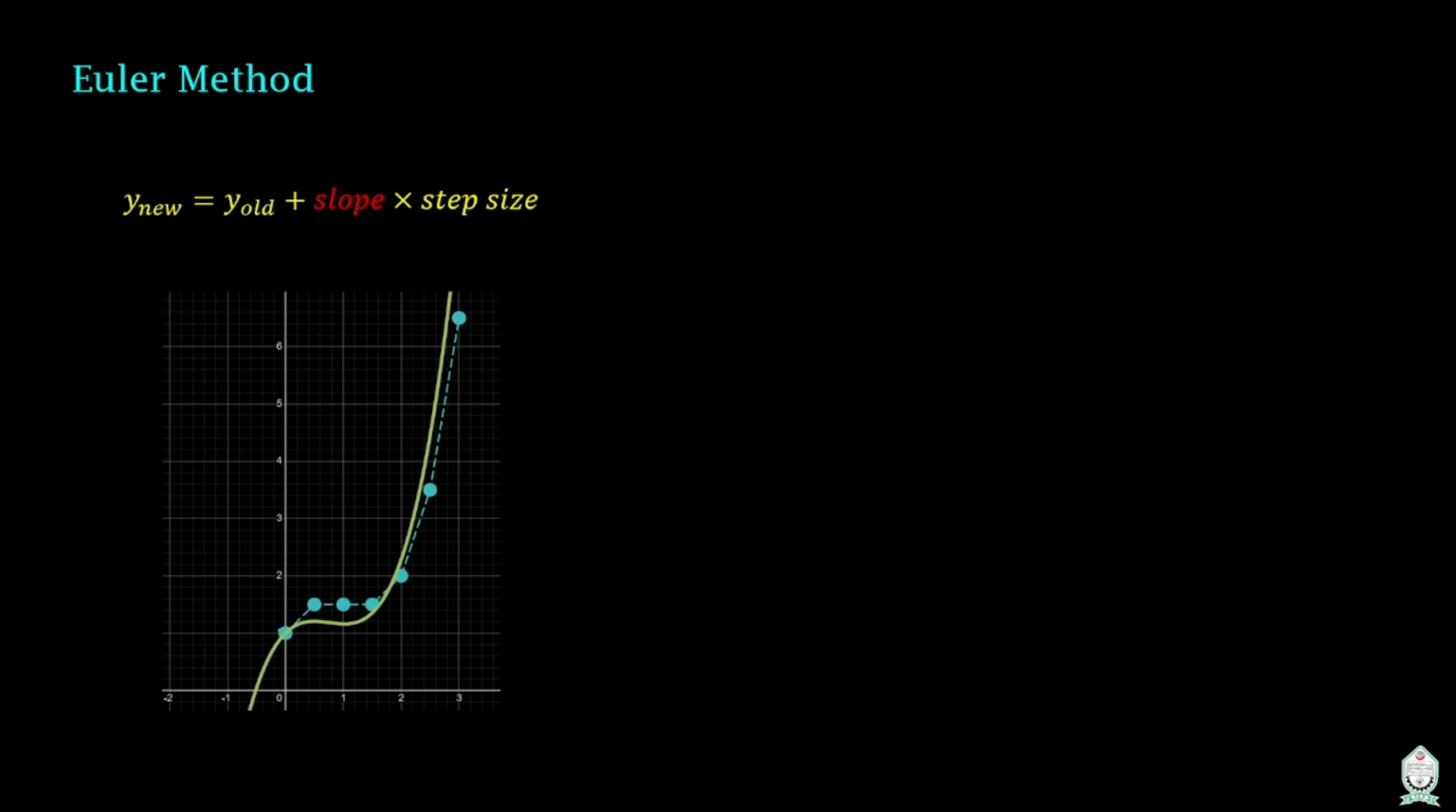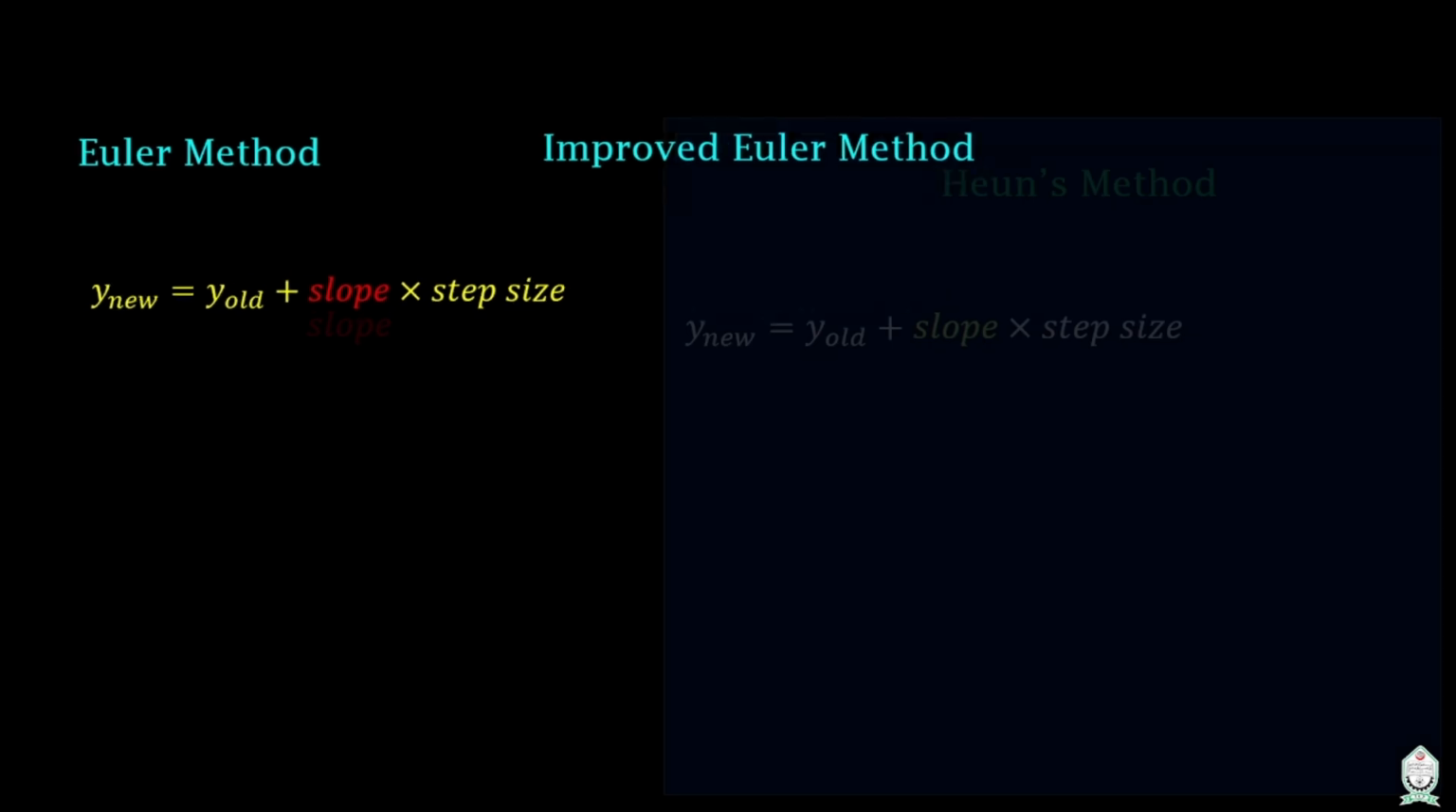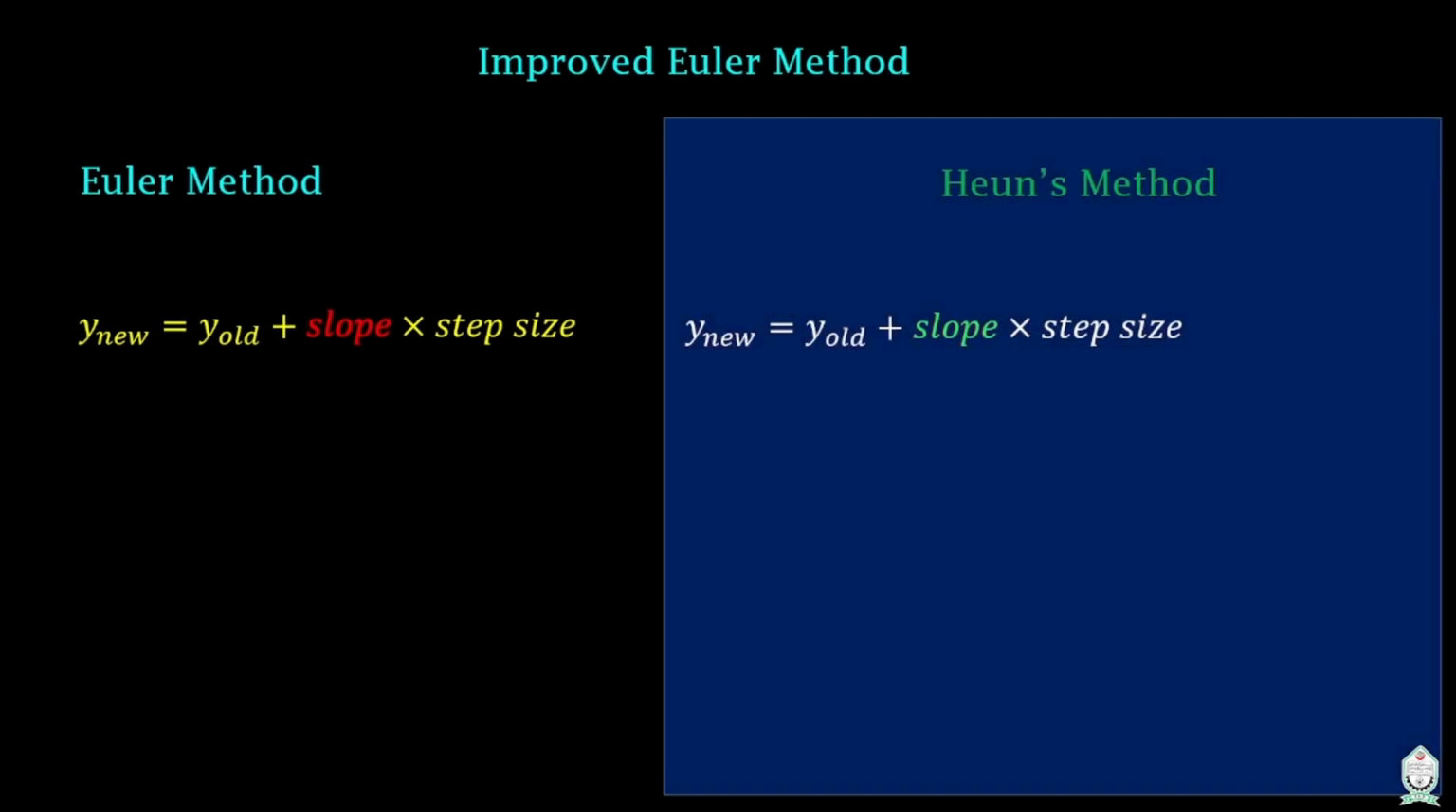But there are other methods which are obviously better than Euler method and give us a better approximation of the function y that we are trying to find out. So all of those methods fall into the category of improved Euler method. From that category, in this video we are interested in discussion of one method, that is Heun's method.